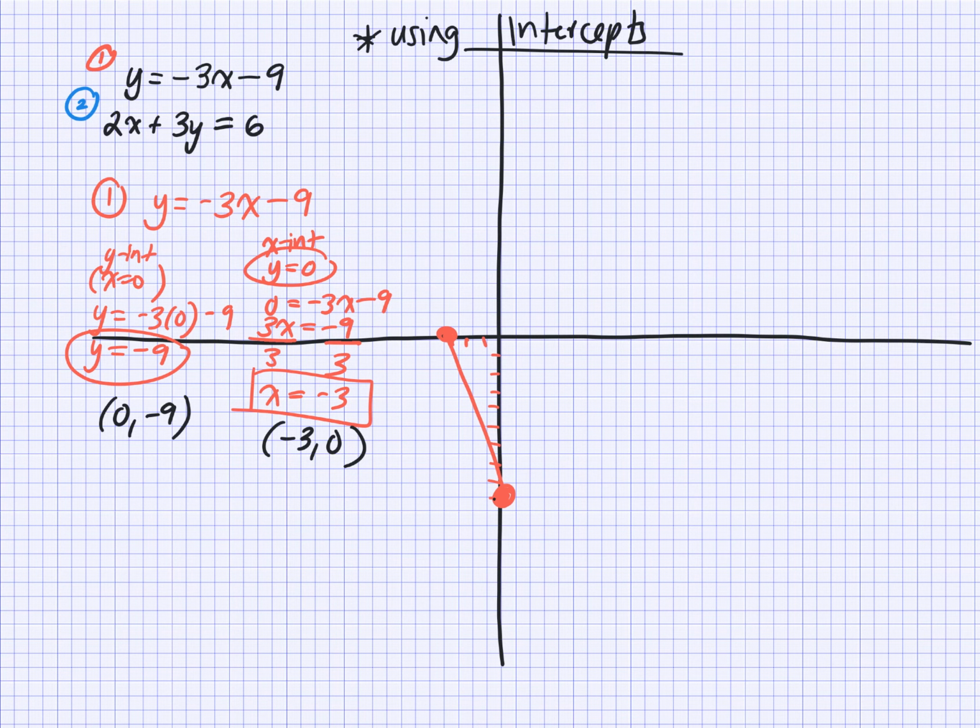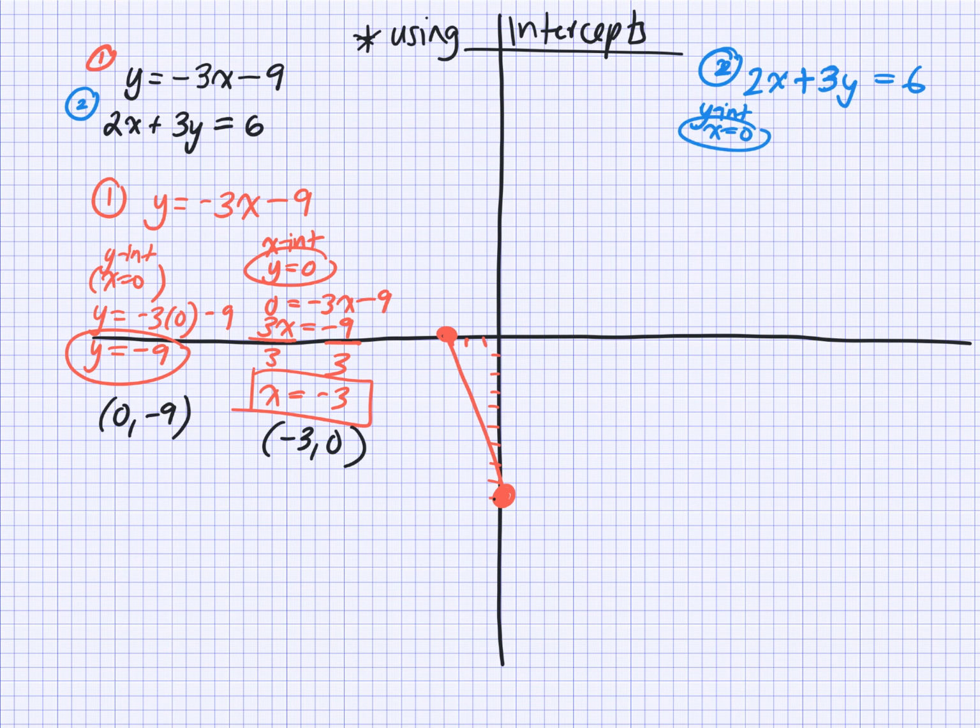And the other one, the second equation. Now, this is not in slope-intercept form. So 2x plus 3y equals 6. There's two ways you can do this. You can put it into slope-intercept form and find the y-intercept, or we know that the y-intercept is when x is 0, right?